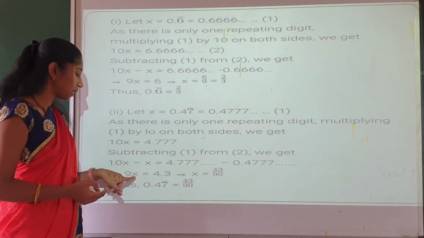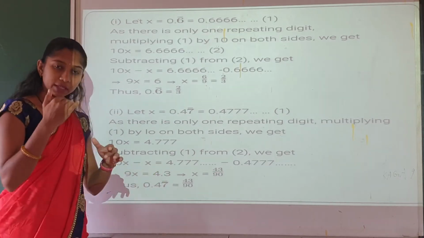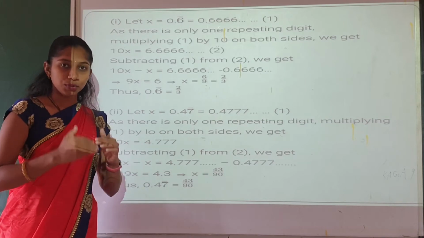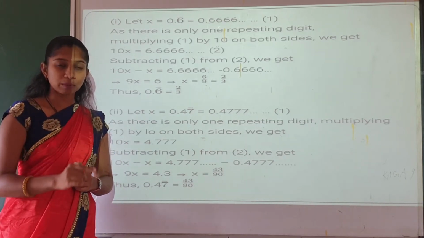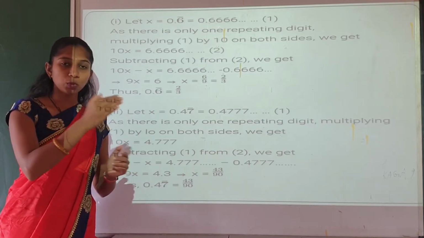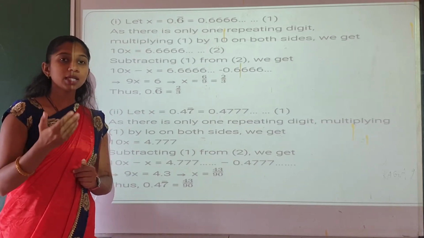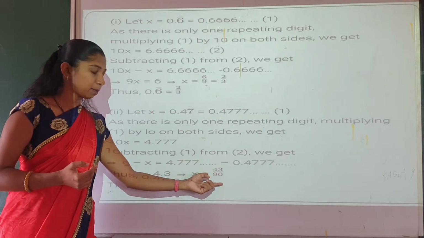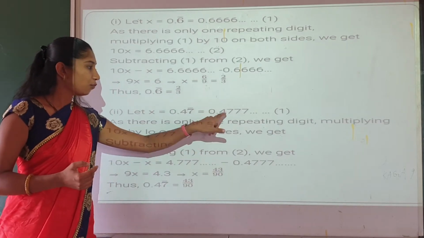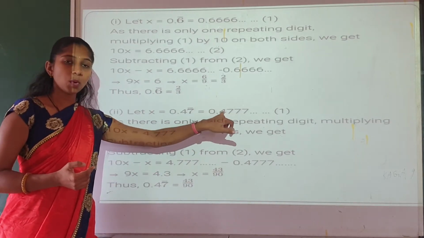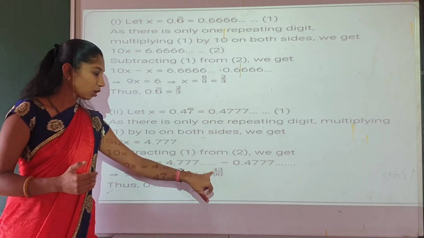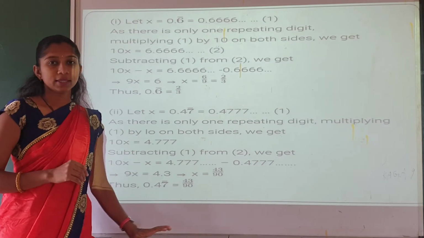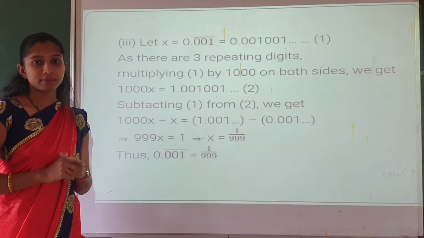Then your equation becomes x is equal to 4.3 divided by 9. To remove the decimal point in that number, you have to multiply by 10 in both numerator and denominator. Then the number becomes 43 divided by 90. Then 0.47 bar is equivalent to the rational number 43 by 90. This is about the second subquotient.